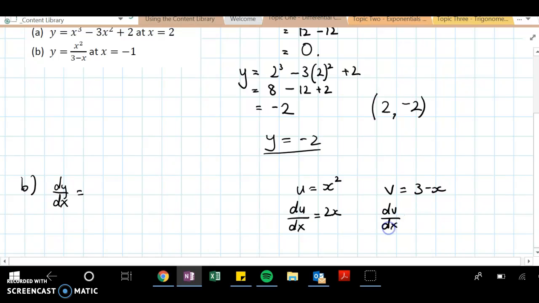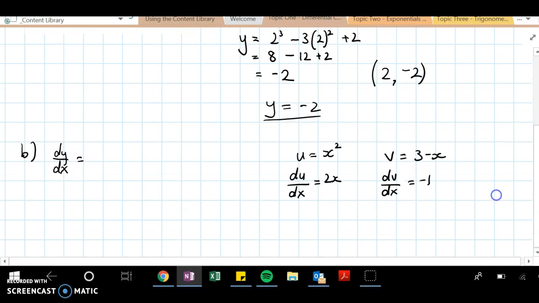dv on dx will be equal to negative 1, and the quotient rule requires v squared, which we just put in brackets. So our derivative becomes the derivative of the first term times the second, take the first times the derivative of the second. Negative 1 causes this to become a plus x squared over 3 take x all squared.